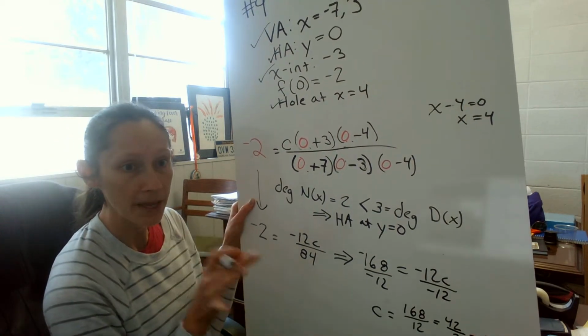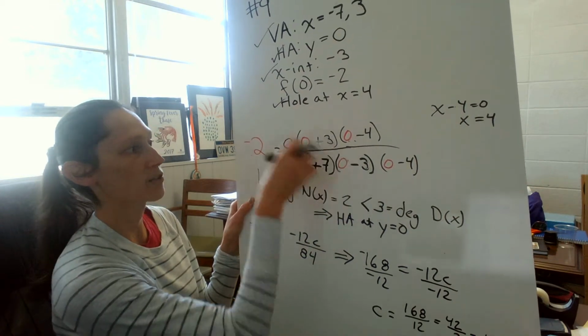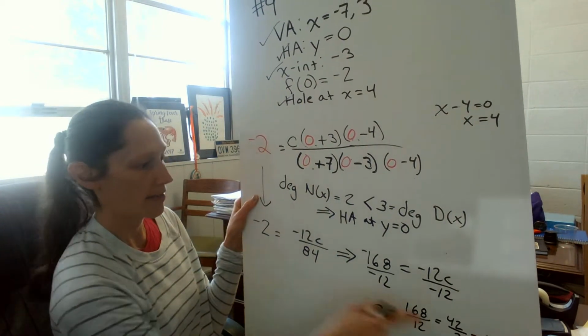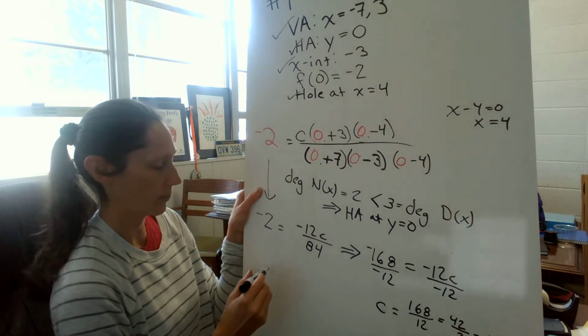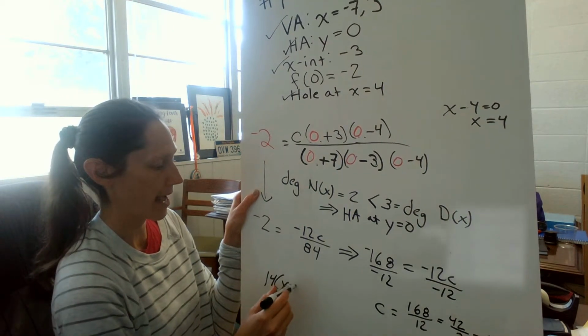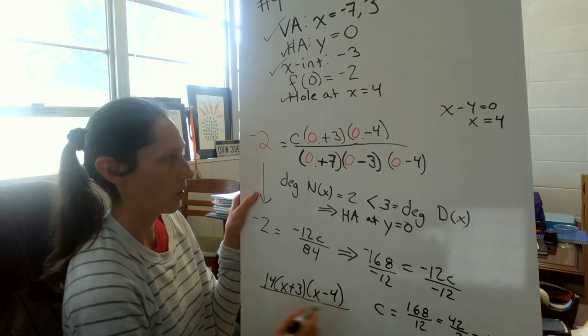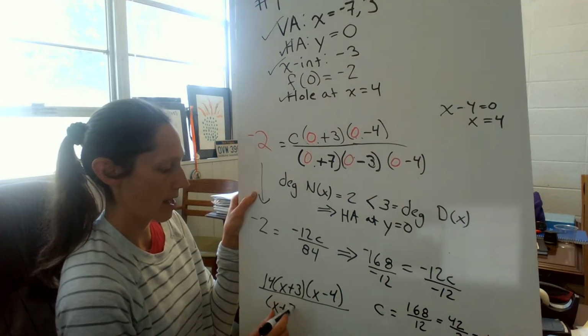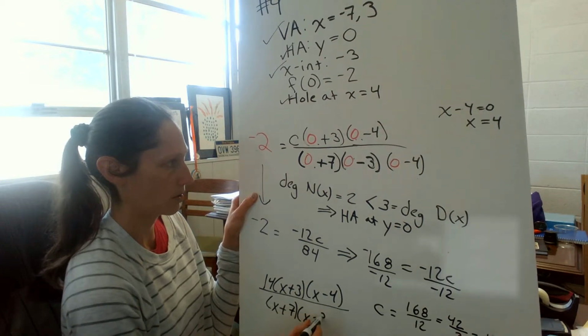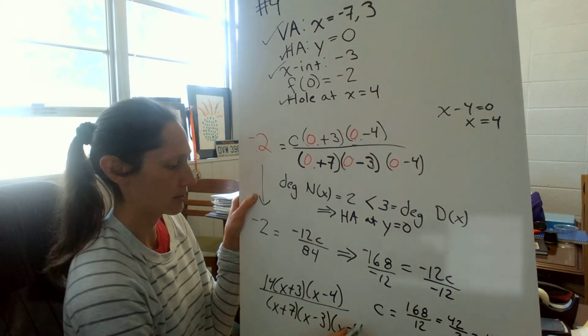So what do I type in? What is my answer? Well, it's this function, but with the x's, and then my coefficient of 14. So 14 times the quantity x plus 3 times the factor x minus 4 over the factors x plus 7, x minus 3, x minus 4.